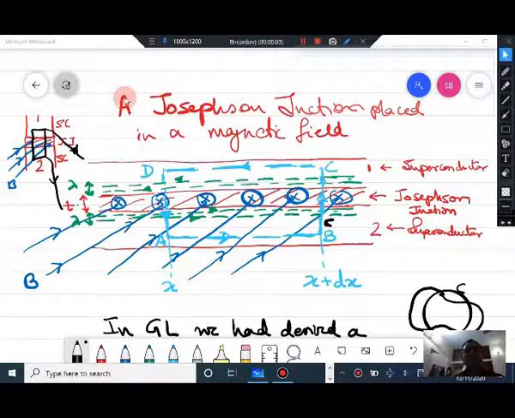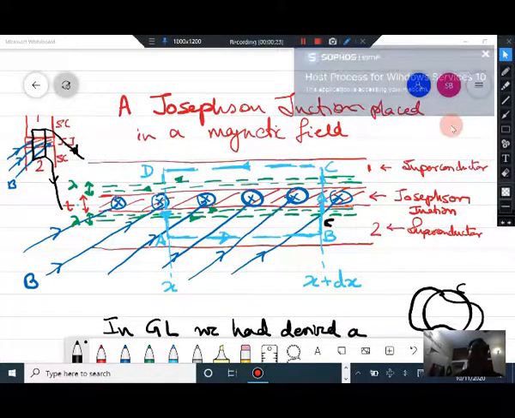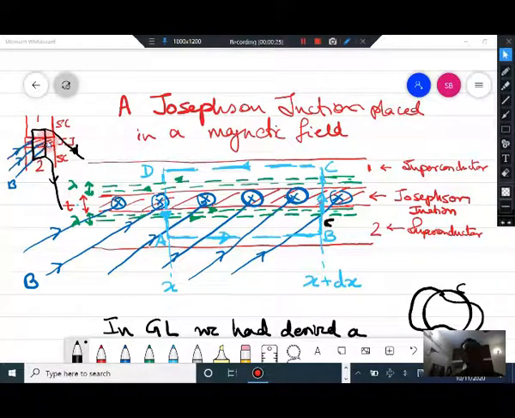Now in this lecture we look at the behavior of a Josephson junction placed in a magnetic field. So basically we have a superconductor 1 and a superconductor 2 which are separated by a thin Josephson junction of thickness T, which is shown here. You apply a magnetic field which is perpendicular to the junction. This magnetic field penetrates into the junction, because this is a normal region. The Josephson junction is a normal region which is separating these two superconductors.